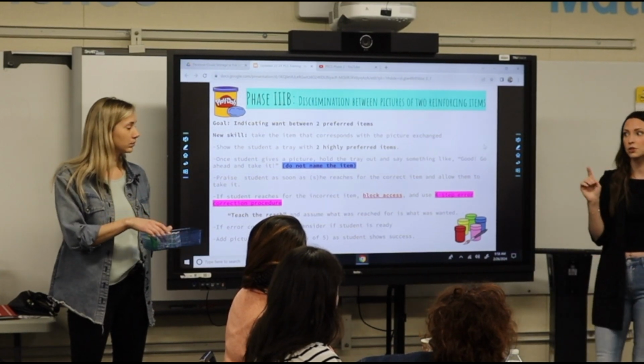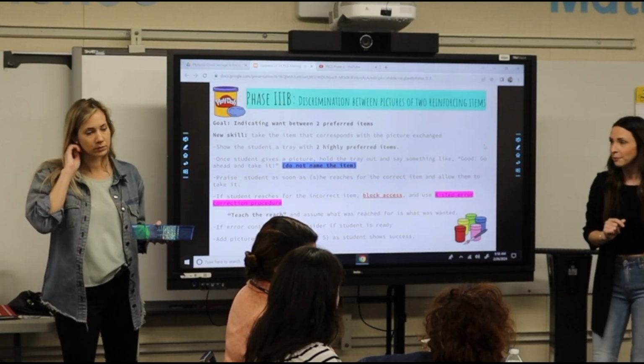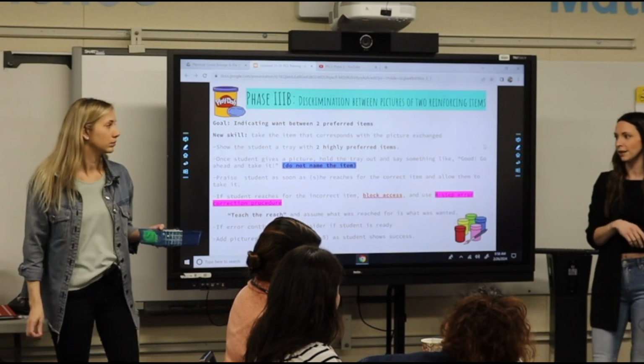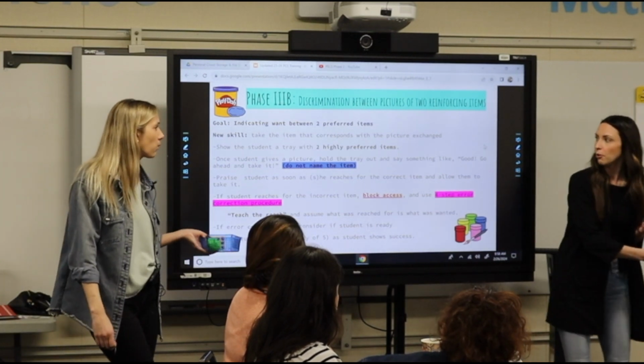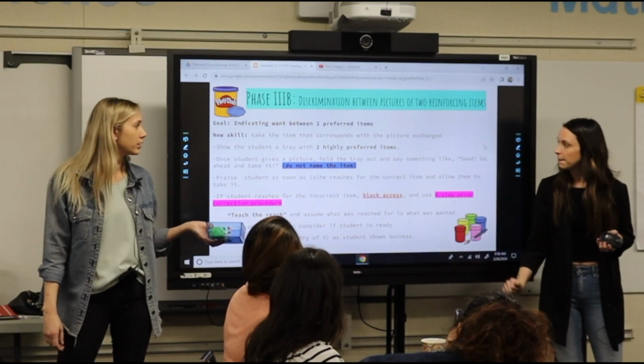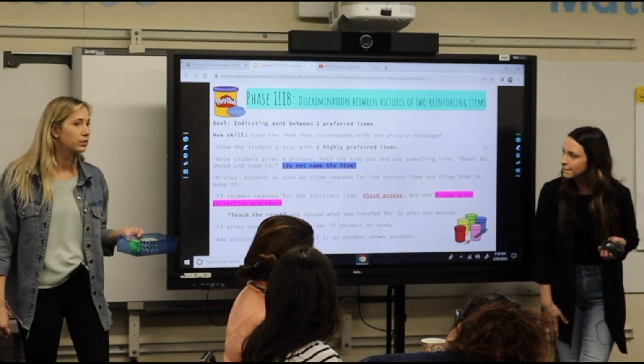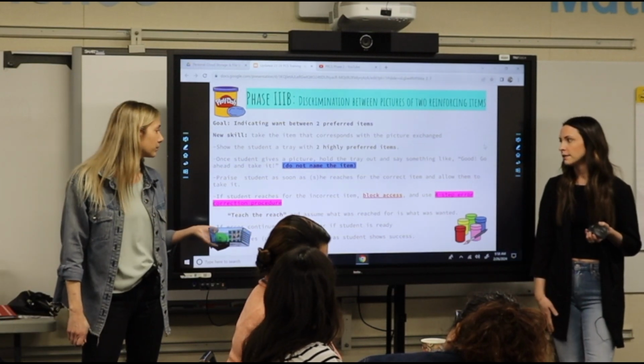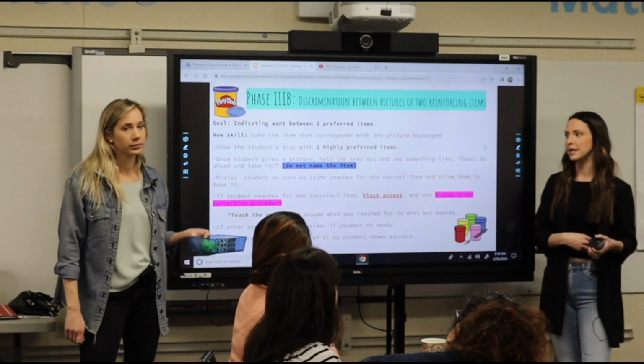I know she doesn't want the squish toy because I see her in that fraction of a second, we know that she doesn't want it. So we're going to block. And this is why, obviously, discrimination is so important in phase 3A. We have to make sure they can discriminate, or else we would never know what they want.